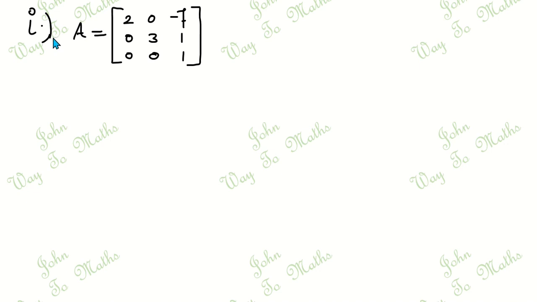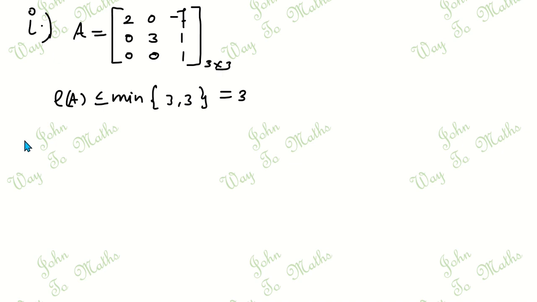First I am going to choose the first subdivision. A matrix is equal to 2 0 minus 7, 0 3 1, 0 0 1. So there are 3 rows and 3 columns, a 3 by 3 matrix. So rho of A, which means the rank of A matrix, is less than or equal to the minimum of rows and columns, 3 comma 3. So the minimum is 3, therefore the rank becomes 3 or less than 3.